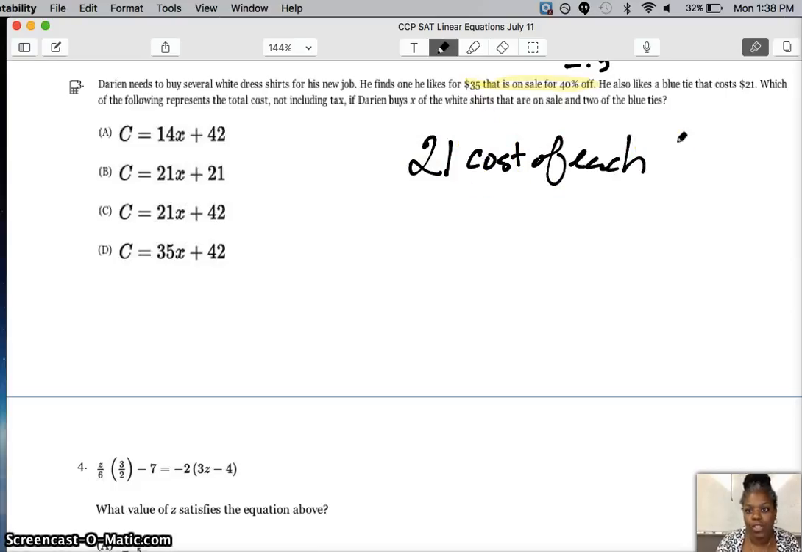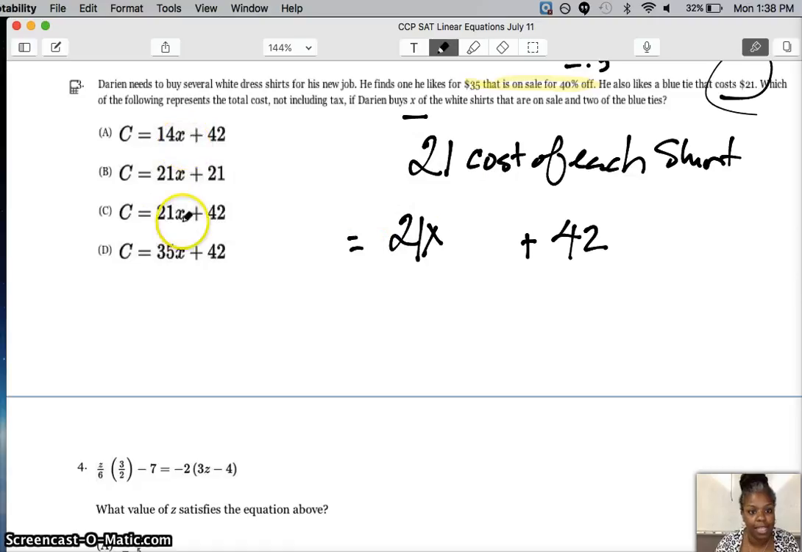After the sale price, what you need to do is recognize that each tie costs $21. So now we need to figure out what equation represents the situation if Darian buys x number of shirts and he buys 2 of the blue ties. Well, if he buys 2 blue ties, we recognize that that's going to be $42. And we don't know how many shirts. That's going to be $21 for the sale price times x. So our equation should look something like this, and we see that we have that right here. So your answer is C.